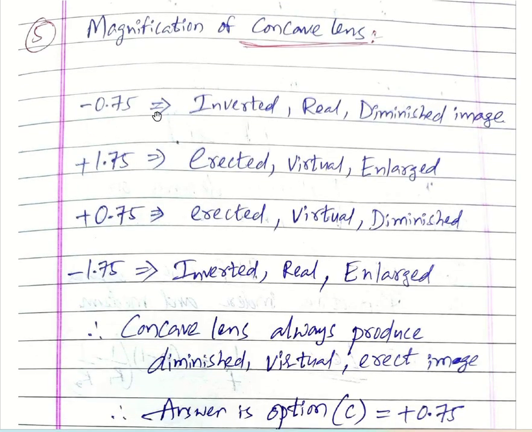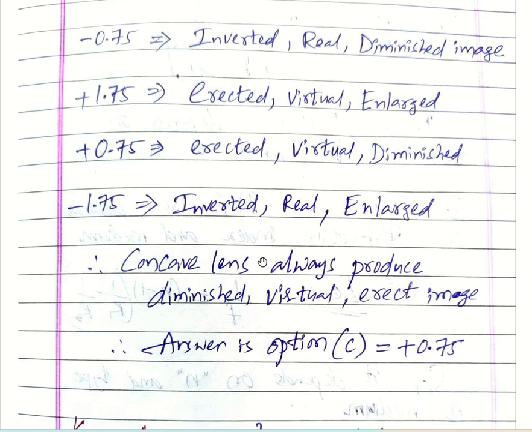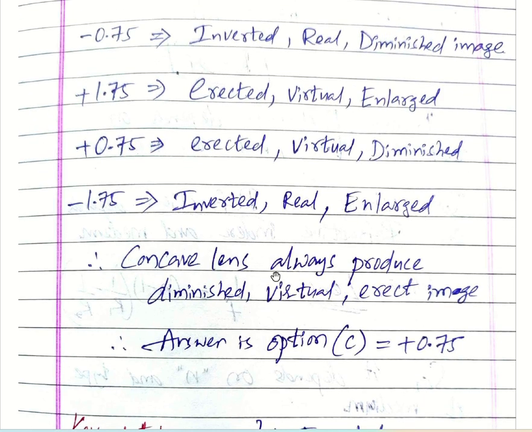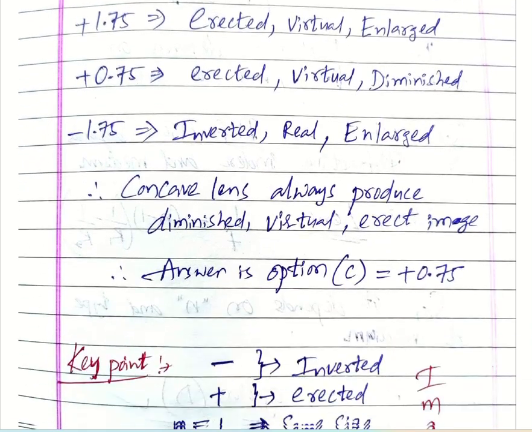Minus means inverted, and less than 1 means diminished. Plus means erect, and greater than 1 means enlarged. Similarly, plus 0.75 and minus 1.7 will be there. But if you observe the properties of a concave lens, it always produces a diminished, virtual and erect image. So the suitable option is C, that is plus 0.75. Plus indicates the erect image, and 0.75 is less than 1. 0.75 is nothing but 3 by 4. So it is a diminished image. So the correct option is C, 0.75.